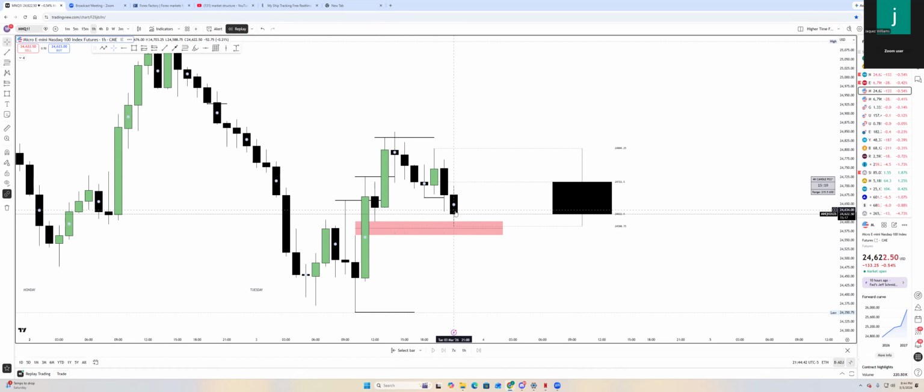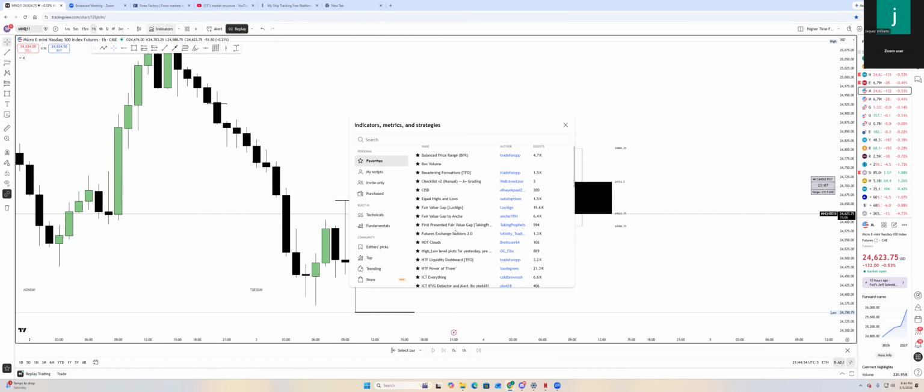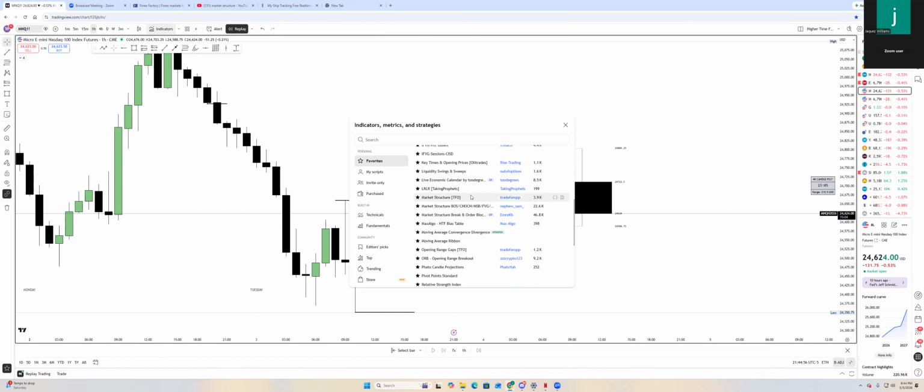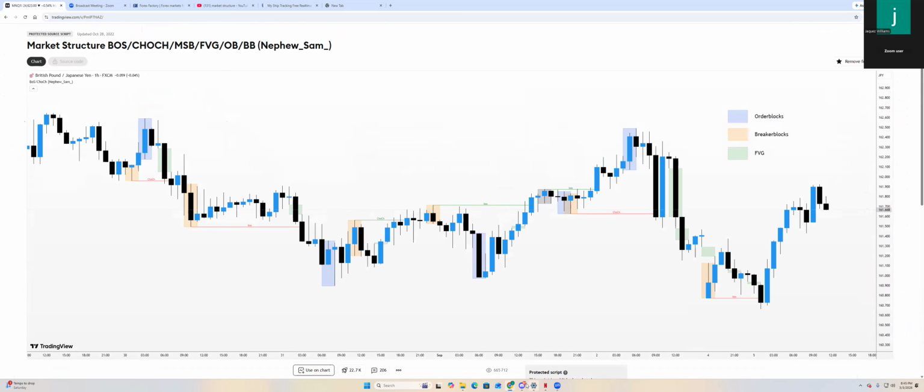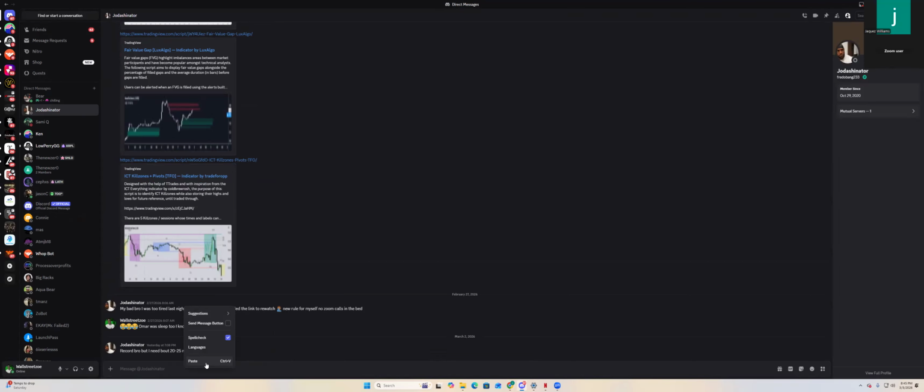And it is a market structure indicator. Let's see which one. Nephew Sam. Let me send this to you first. Let's see.